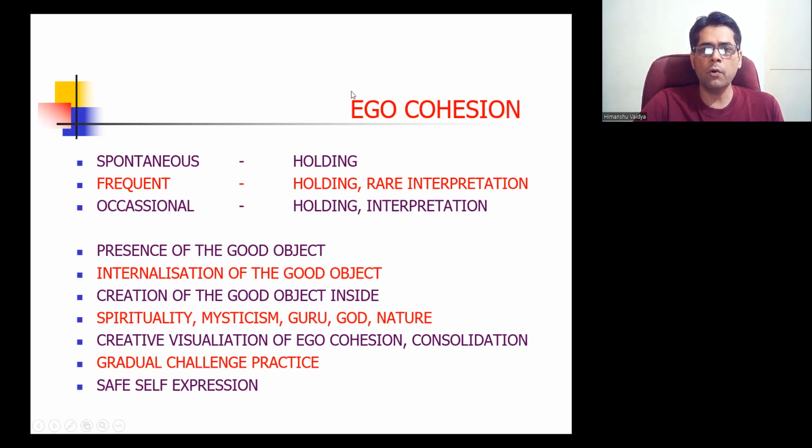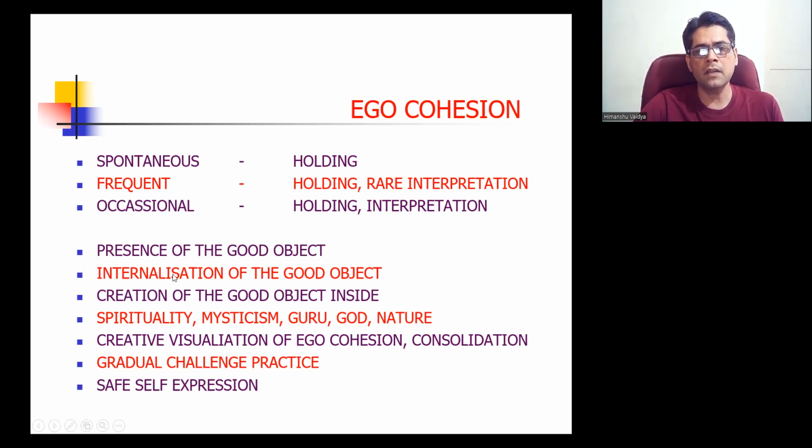And how does the ego cohesion enhance itself? First, presence of the good object. The presence of the good object brings about inner harmony and coordination. The regulatory function starts functioning, and the absence of the good object creates a complete chaos inside, disintegration of the coordinator.